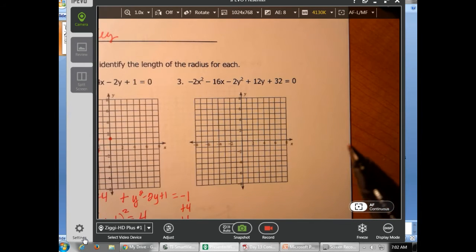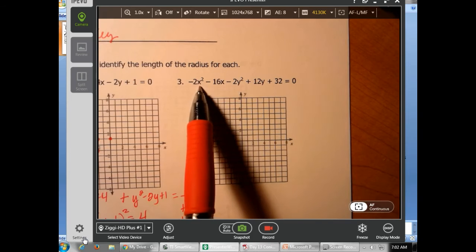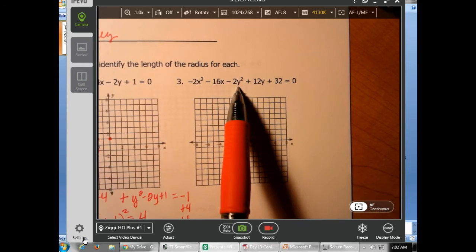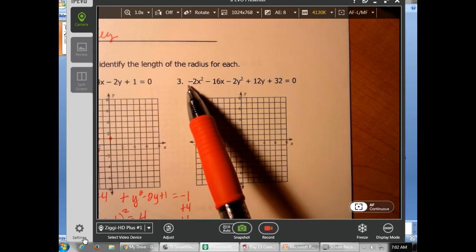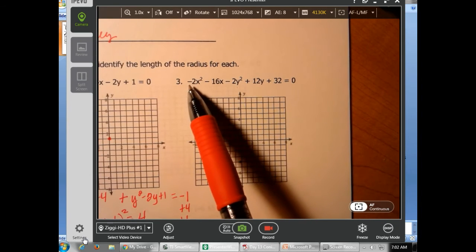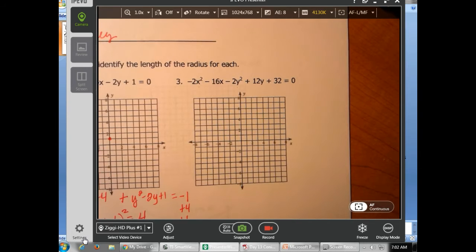Now, do you notice we do have an x squared and we do have a y squared? So that's the first decision point. So it's not a parabola. Do we have opposite signs? No, they both are negative. And in fact, they're both the same coefficient. So that's how we know it's a circle.